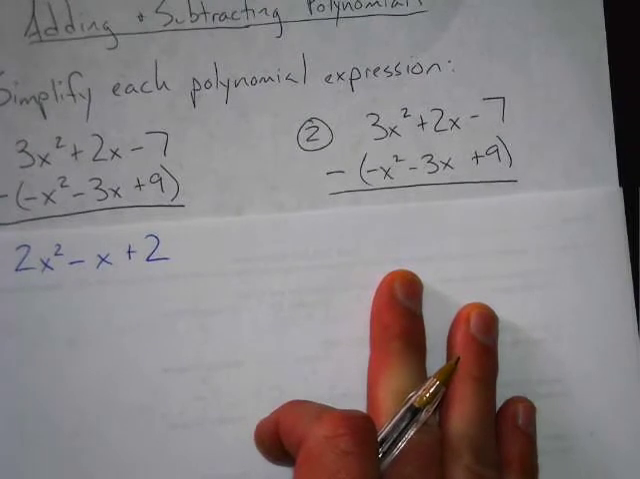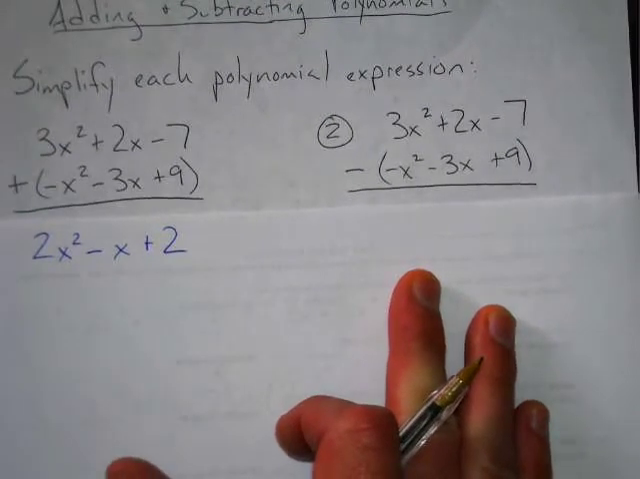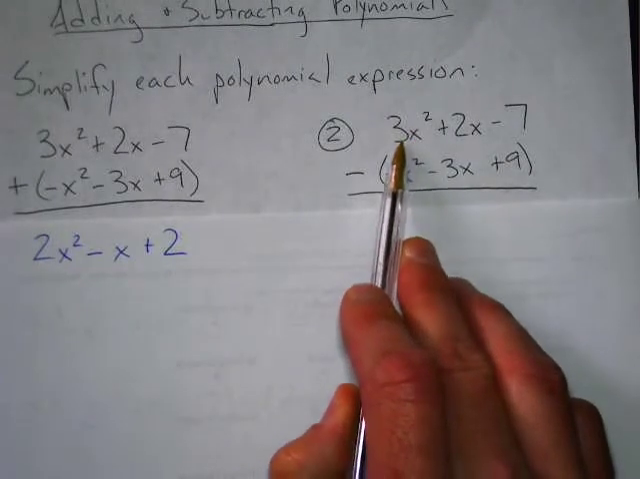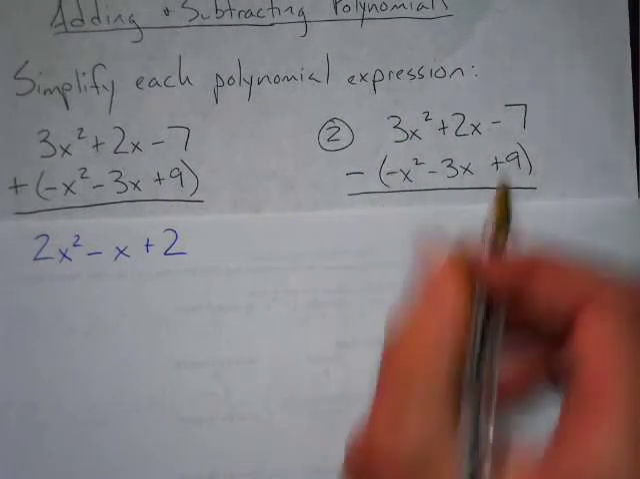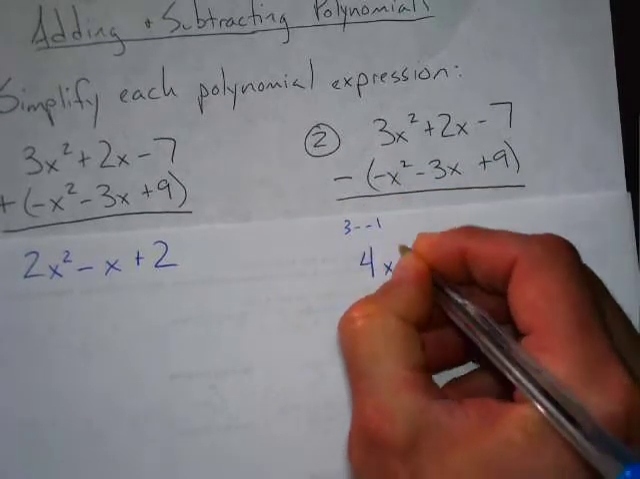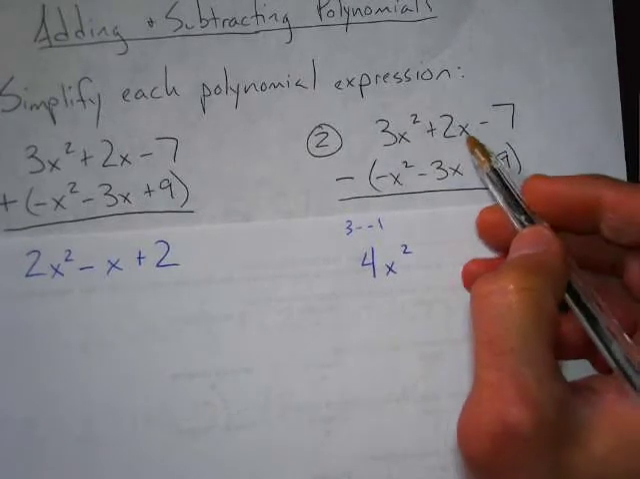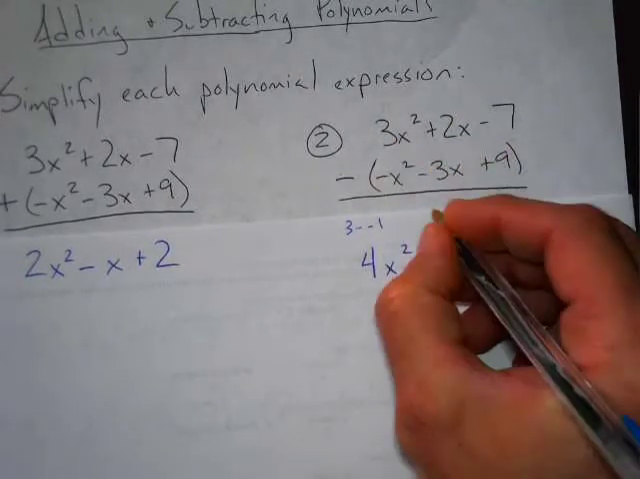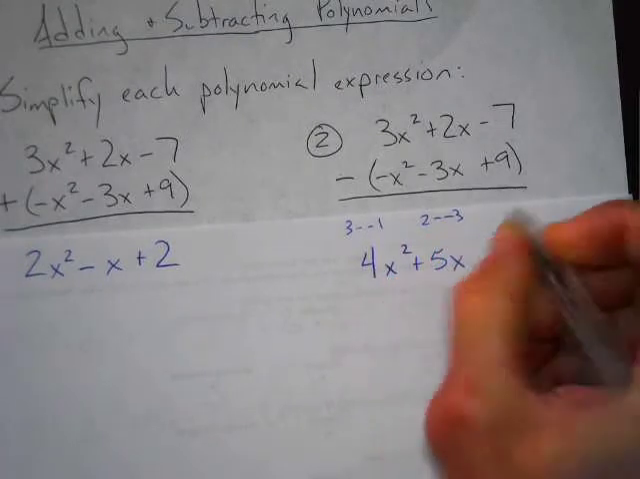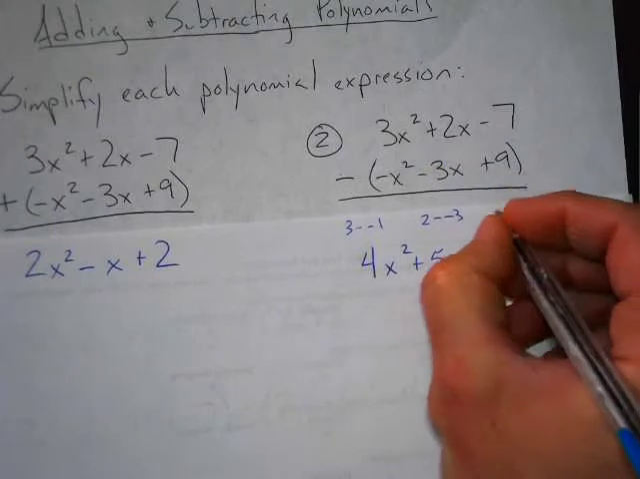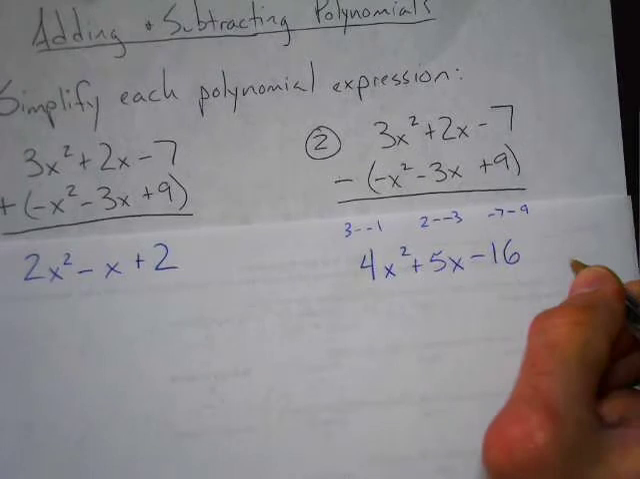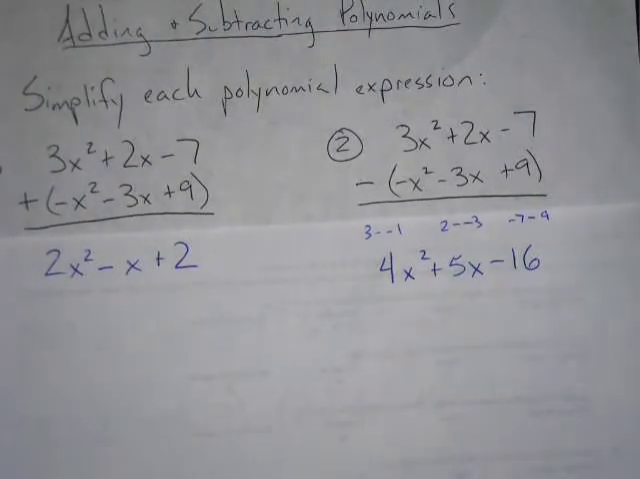And for number two, similarly, you can do the same thing. Now we're looking at our x squareds, which are lined up. Three of them minus negative one of them. And three minus negative one is actually positive 4. Now we have our x's lined up. Two minus negative three is actually positive 5, and then negative 7 minus positive 9. So negative 7 minus 9 is actually negative 16. So if we're subtracting, we could use that way as well.